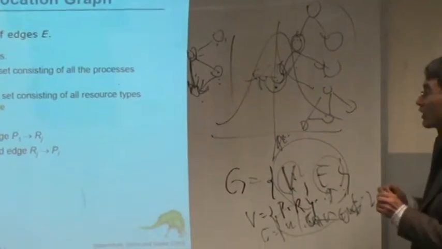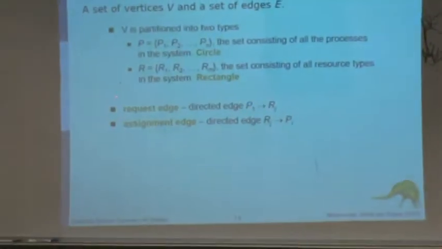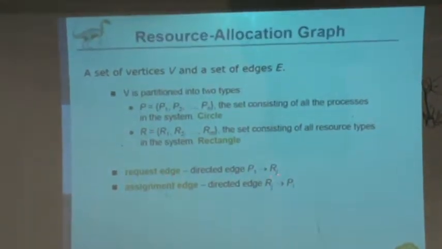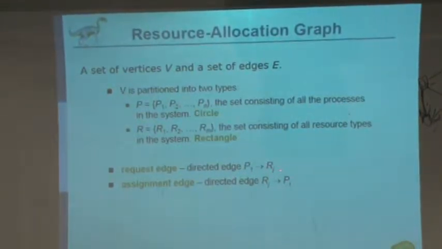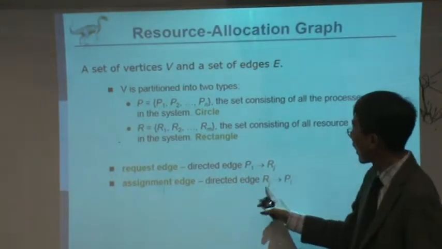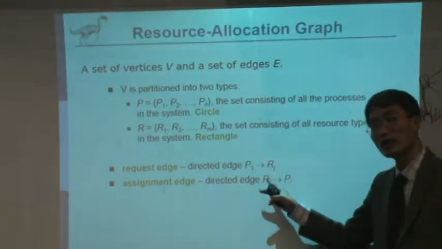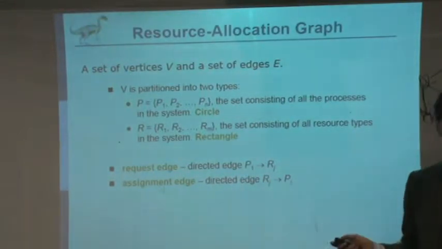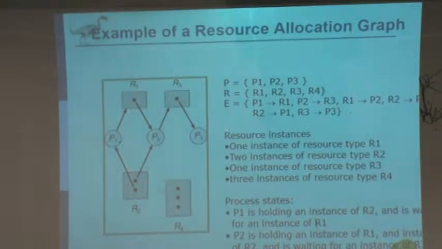And edges, there are two types of edge. Request edge means it's not assigned yet. Process 1 requests the resource J. And if that is assigned, it's from the resource to process. This resource is assigned to the process. So let's take a look at the example of this one.